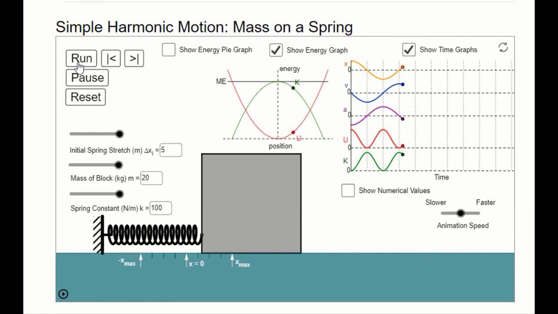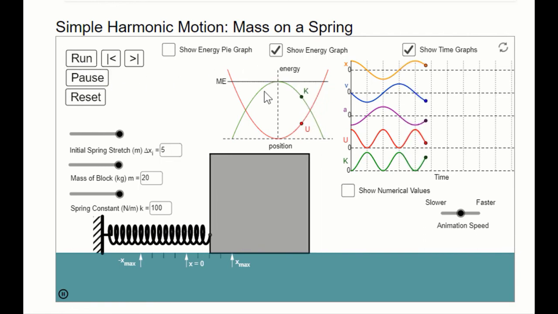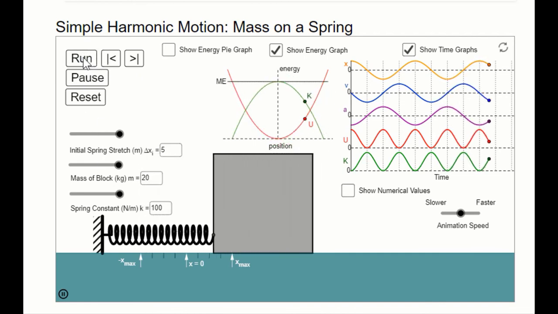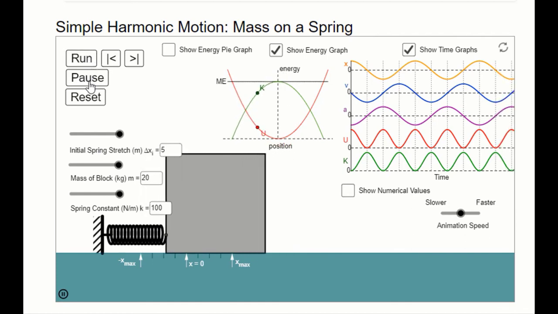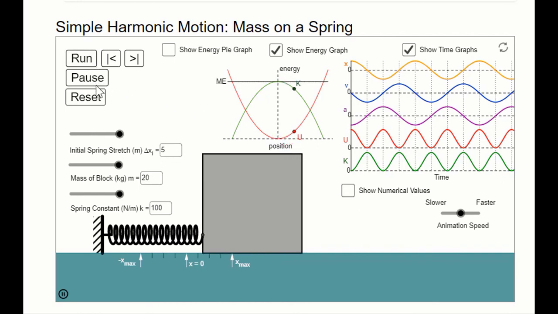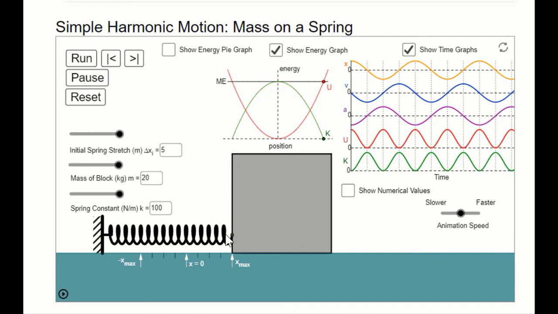Now let's run the simulator again. As you can see, it varies. Maybe near the equilibrium position, let's try that. Yes, so you see at the equilibrium position, all we have is the kinetic energy because the potential energy is 0. Now again let's run it, and near the maximum displacement, that is the amplitude, all we have is the potential energy and the kinetic energy is 0, and combined they give us the total energy to be this line, which we remember is half k a squared.